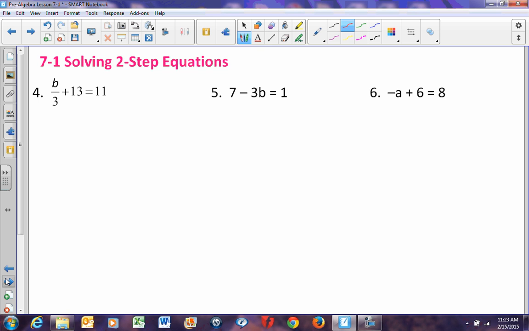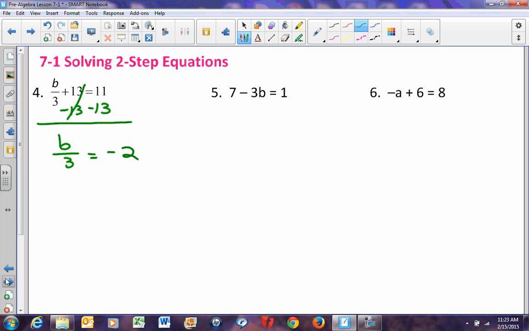Number 4, b divided by 3 plus 13 equals 11. So we need to get rid of the 13 first. So I will subtract 13 from both sides. These will cancel out, leaving me b divided by 3 equals 11 minus 13, which is the same thing as saying 11 plus negative 13, which is negative 2.